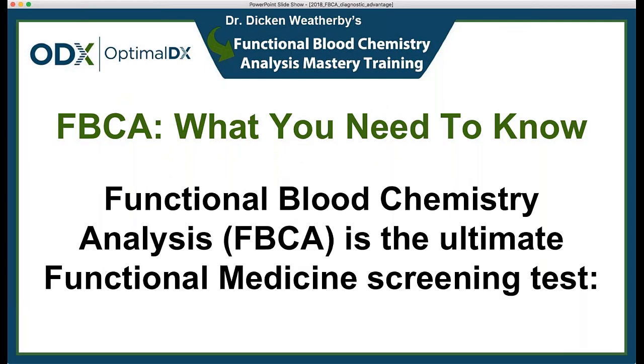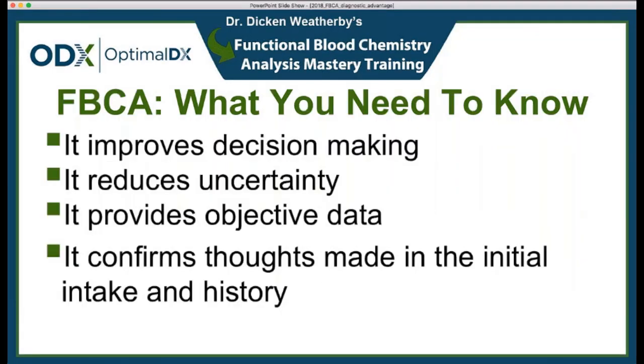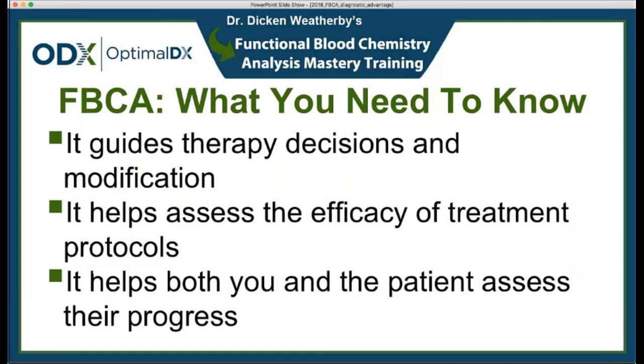Functional blood chemistry analysis is really the ultimate functional medicine screening test. It improves decision making. It reduces uncertainty. It provides objective data. Nothing's more objective than your blood. Your blood does not lie. It confirms thoughts made in the initial intake and in your history. It guides therapy decisions. It allows you to modify your therapy based upon repeat testing. It helps assess for the efficacy of treatment protocols.